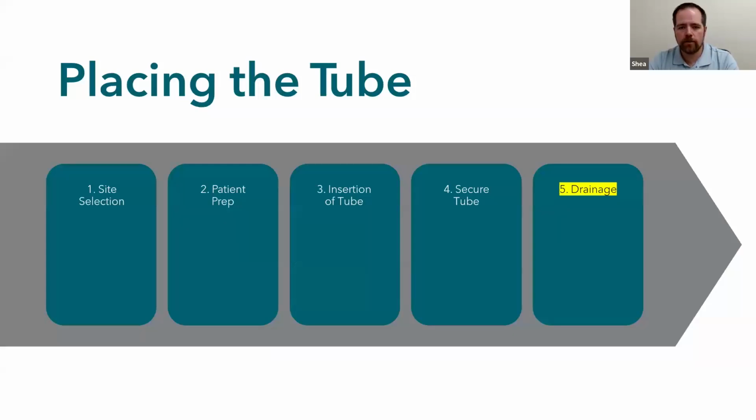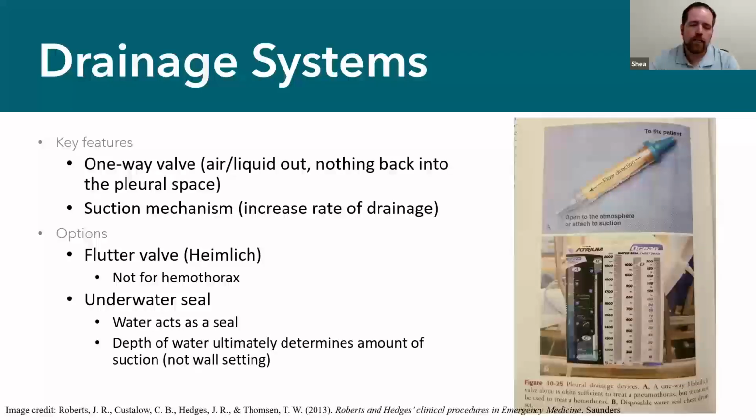And then what drainage systems are we going to use? There's a ton of them out there. We're not going to go into too much detail about the exact intricacies of running these because every one of them is just a little bit different, but the key concepts are the same. The idea is that there's a one-way valve, so it's allowing air or liquid out and allowing nothing else to go back in. And then the suction mechanism from the wall, or a portable suction machine in a disaster setting, is going to help increase the rate of drainage.